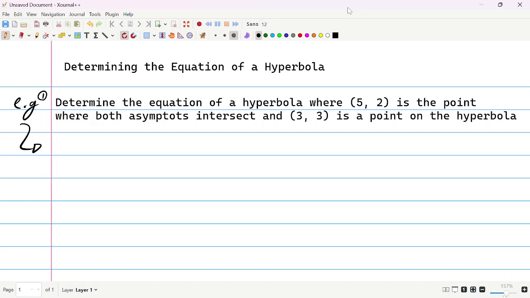Determine the equation of a hyperbola where (5, 2) is the point where both asymptotes intersect and (3, 3) is a point on the hyperbola.